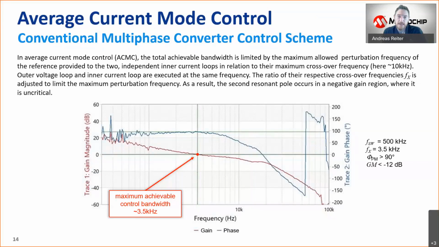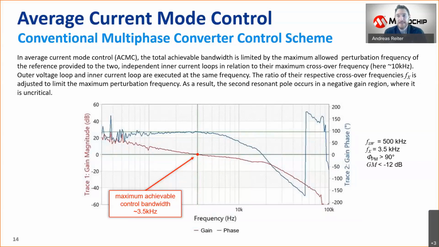So when you're trying to stabilize an inner current loop, there's a maximum perturbation frequency on the reference you need to consider. Every time the reference is changing, the current loop needs enough time to follow.